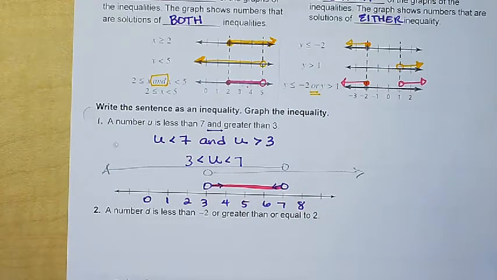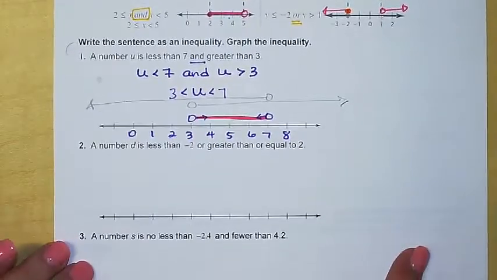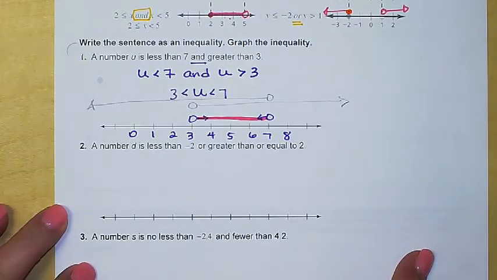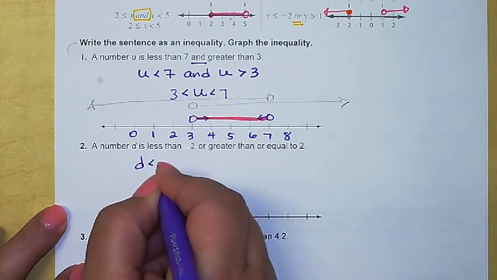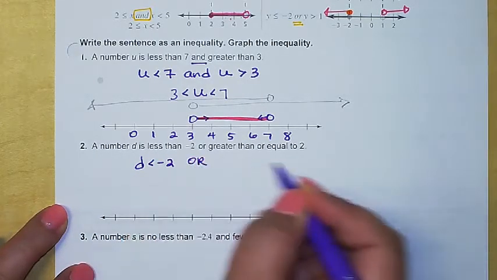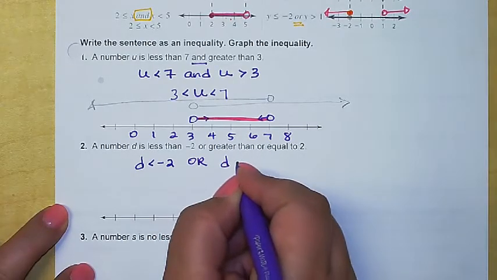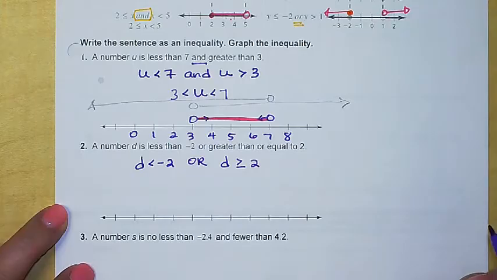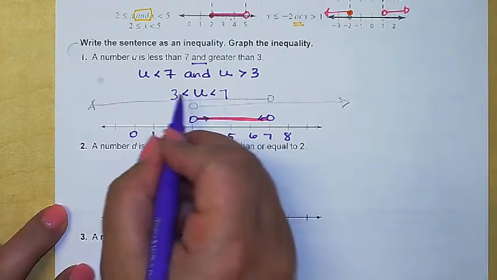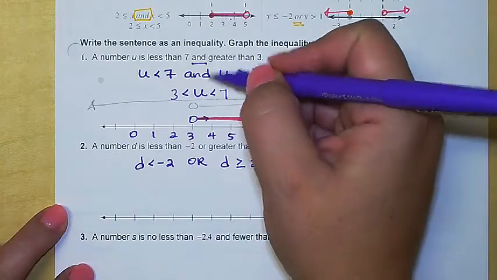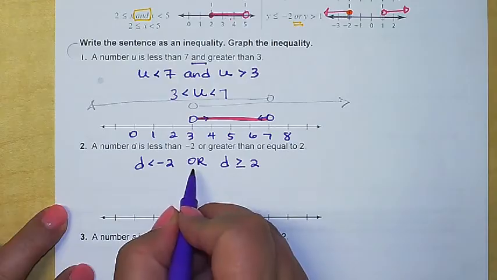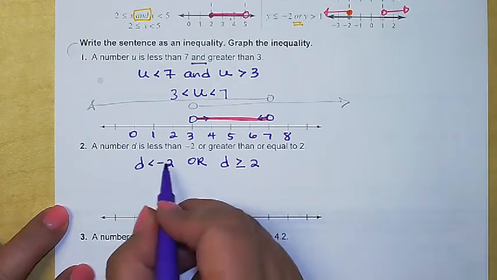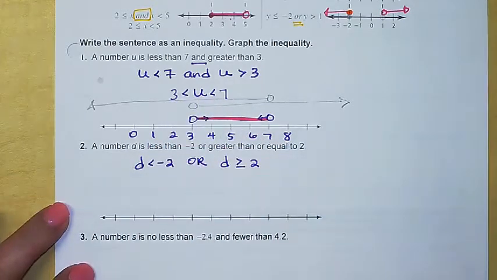Let's compare that to this next one, which is an or statement. A number d is less than -2 or greater than or equal to 2. So let's lay that out as an inequality first. d is less than -2 or d is greater than or equal to 2. Now, or statements will never be written together. That is only in an and statement. If it is an or statement, it will always be separated, and the word or should always be in between them. So these do not get blended together like an and statement can.